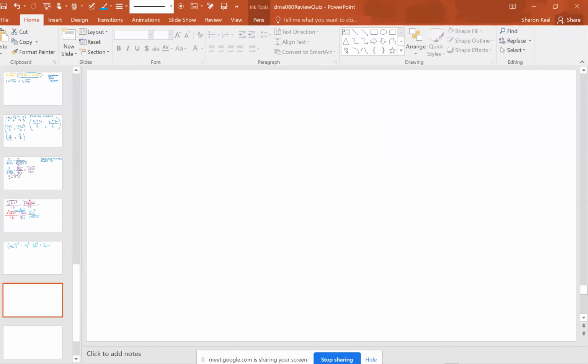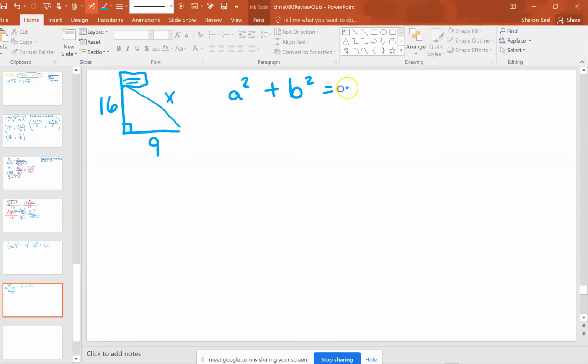Okay, so let me write this down. We have a flagpole. This is 16. This is 9. There's our flag. And we're looking for the length of the string. So when you see this, you should recognize, oh, Pythagorean theorem, right? So we're going to have a squared plus b squared equals c squared. So that's going to be 16 squared plus 9 squared equals x squared.